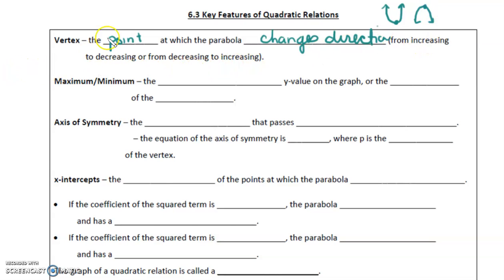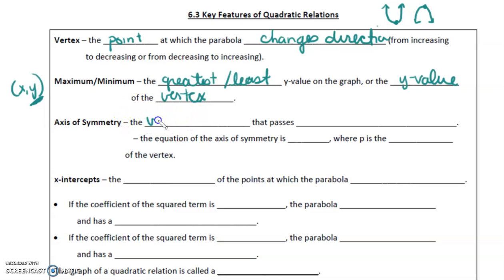Okay, the max or min point is the greatest or least y value on the graph, or the y value of the vertex. And we'll see this, but if you have a vertex in the form x comma y, this number right here, the y value, is the max or min.